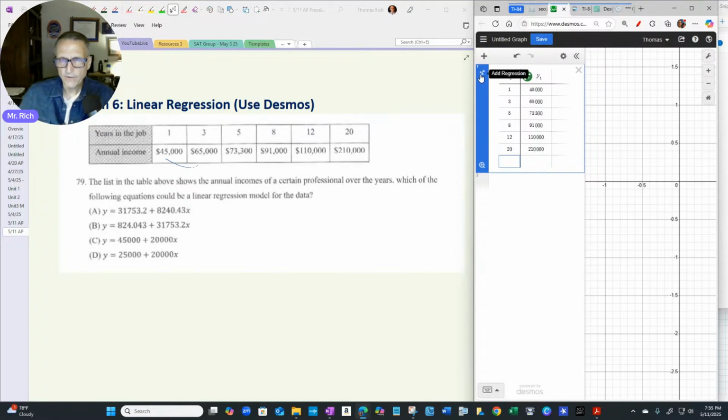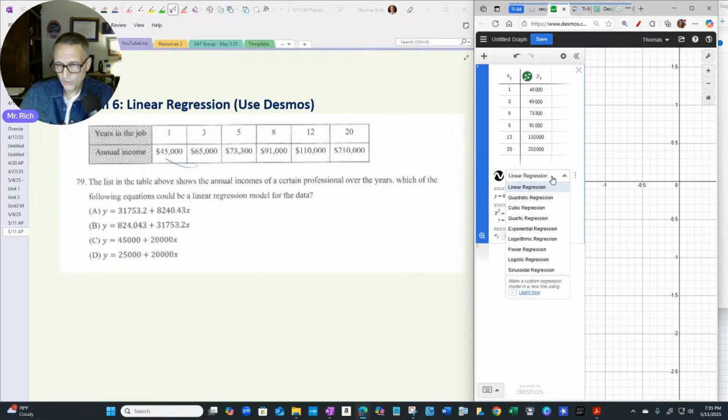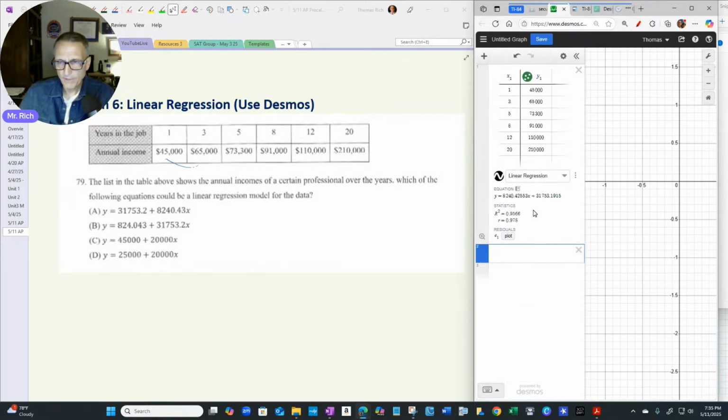This icon right here, students, it says add regression. Click that. It defaults to a linear regression. If you were supposed to do a quadratic or a cubic or an exponential or a logarithmic or a power, whatever, sinusoidal, you can even do a custom regression, which if you're doing the SAT, I would show you how to do, but you don't need to know that right now. But look, it spit the equation out for me right there.